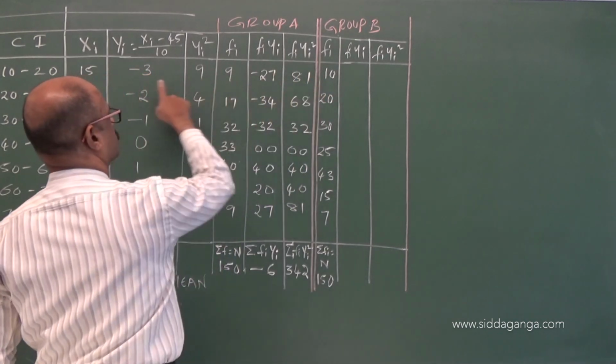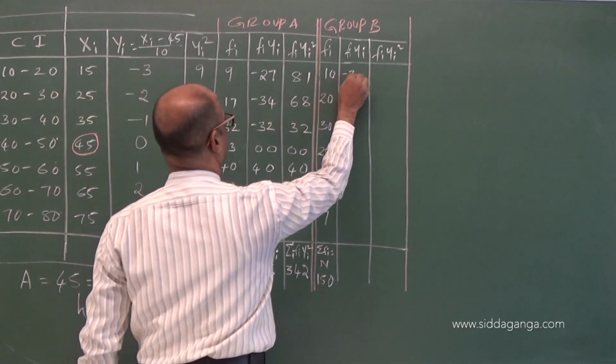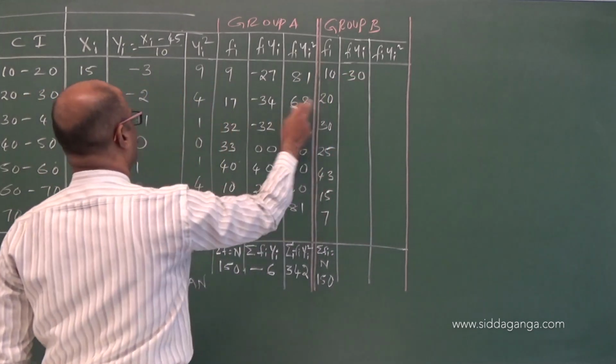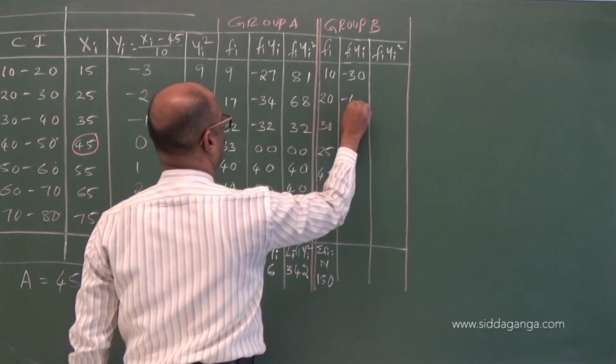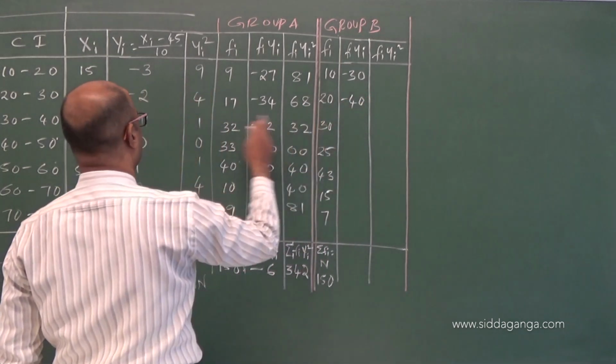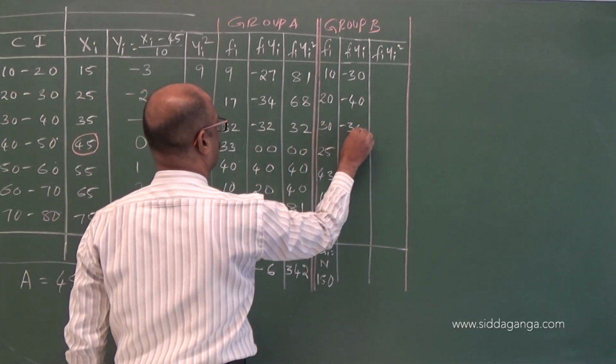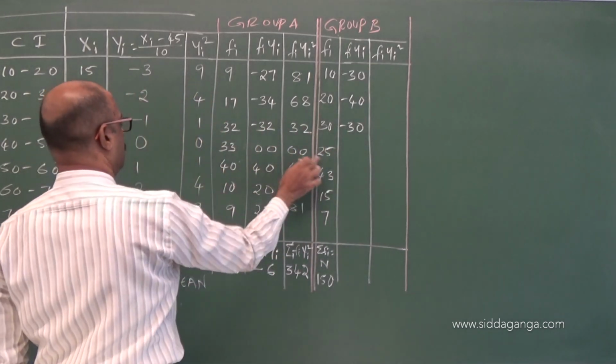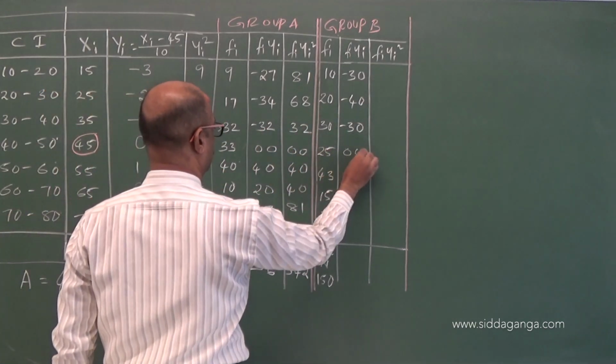10 into minus 3. What is 10 into minus 3? Minus 30. 20 into minus 2, you will get minus 40. 30 into minus 1, you will get minus 30. 25 into 0, you will get 0.